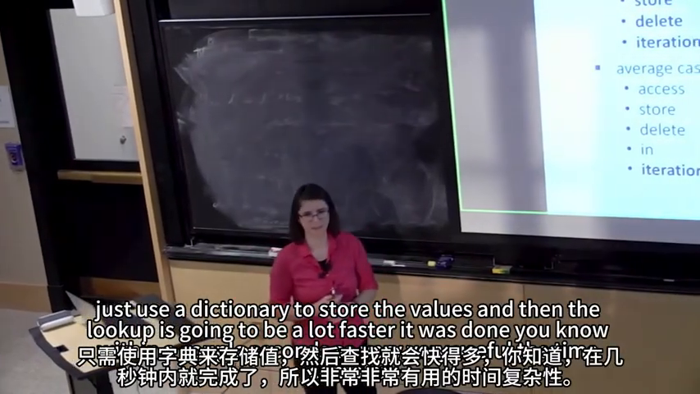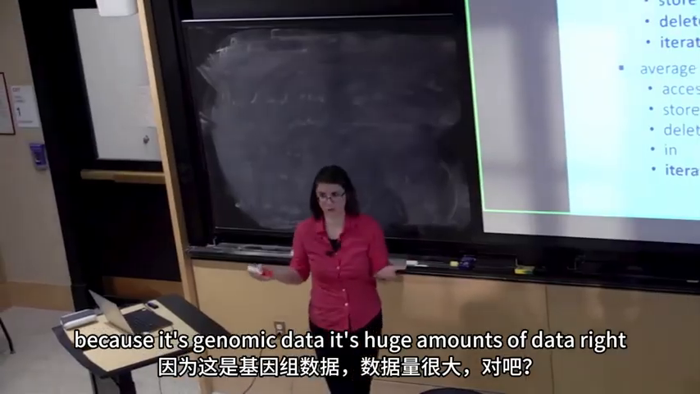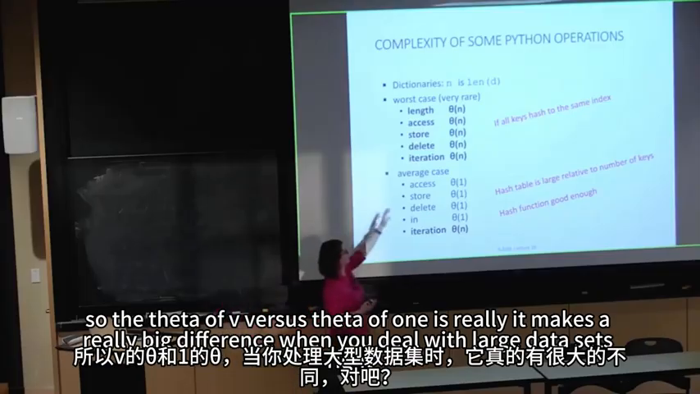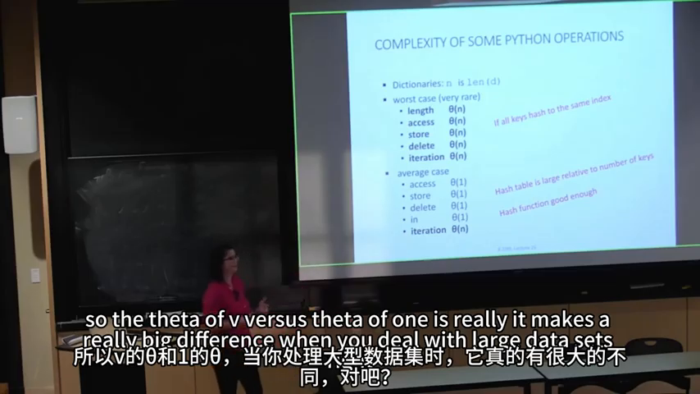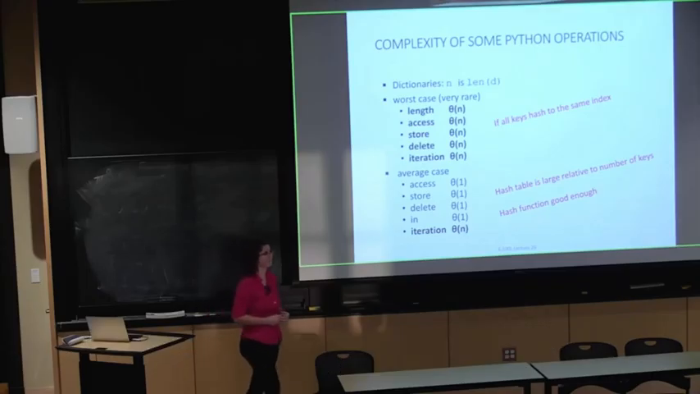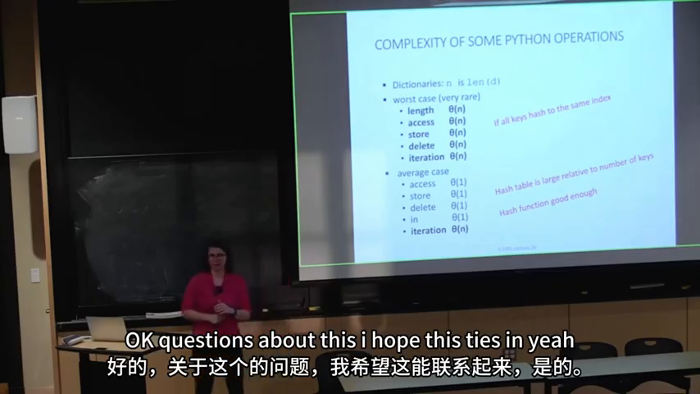So very, very useful. Because it's genomic data, it's huge amounts of data, right? So theta of n versus theta of 1 makes a really big difference when you deal with large data sets, right? It's not just on paper, it actually makes a big difference. Okay. Questions about this? I hope this ties in.